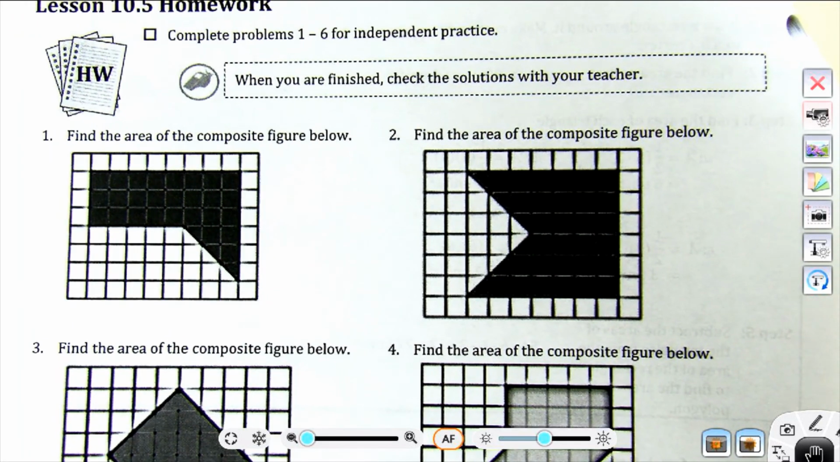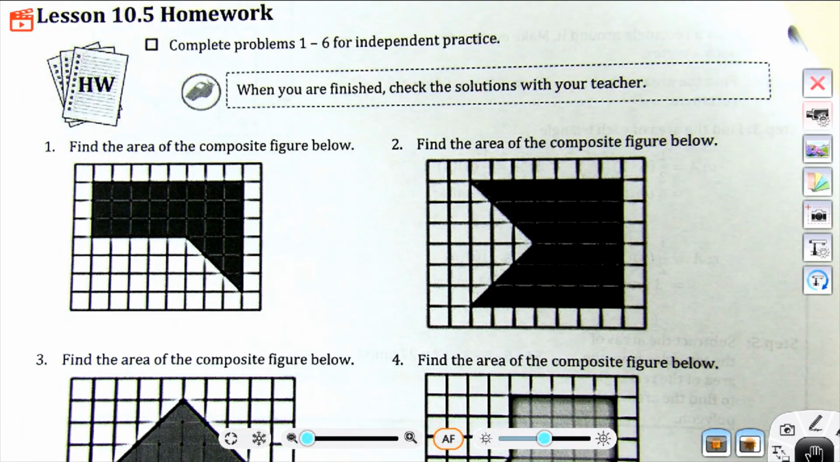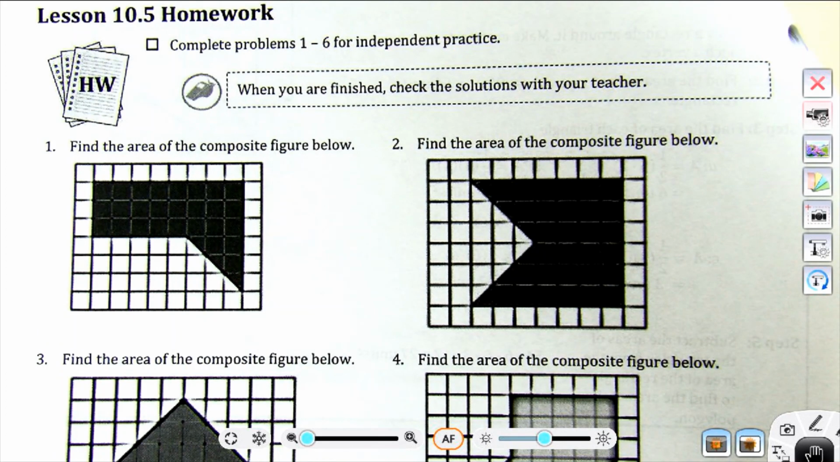Okay, so that ends lesson 10.5. Now for the homework, what we need to do is find the area of these composite figures. If you are doing this on a separate sheet of paper, try your best in showing all work. You don't need to draw the figures. You could just use the PDF document to create your shapes. And just do all work on a separate sheet of paper.